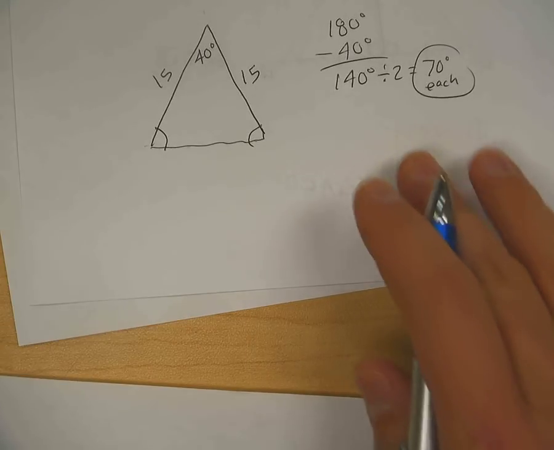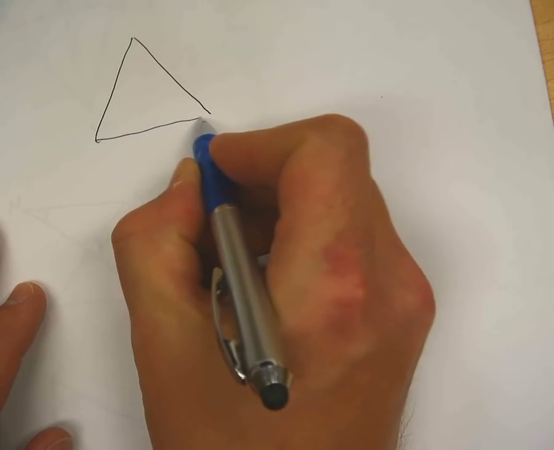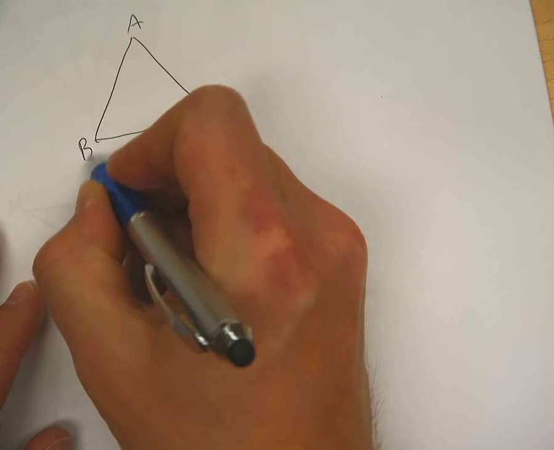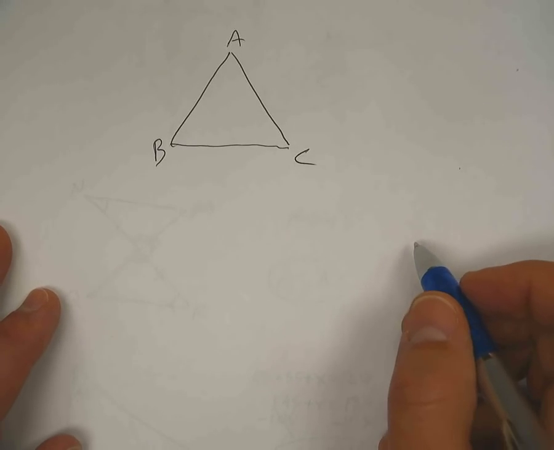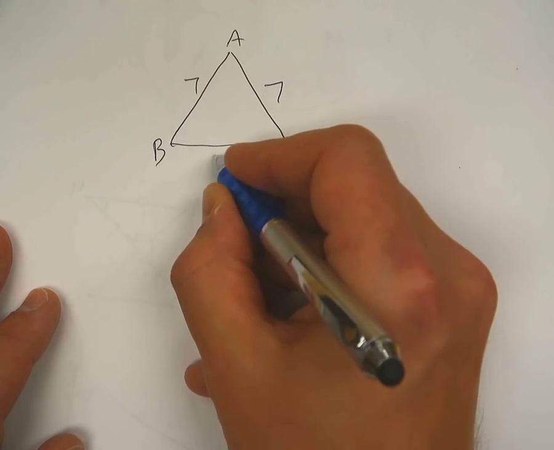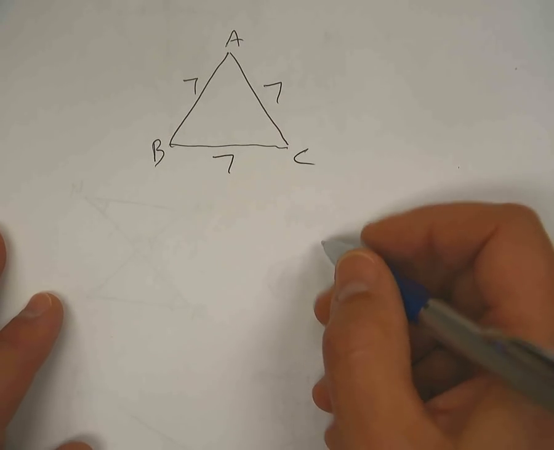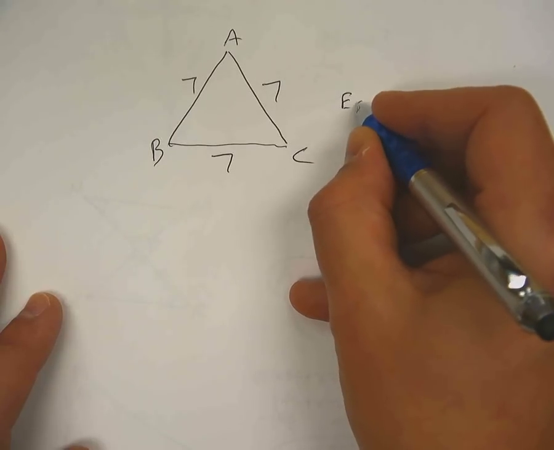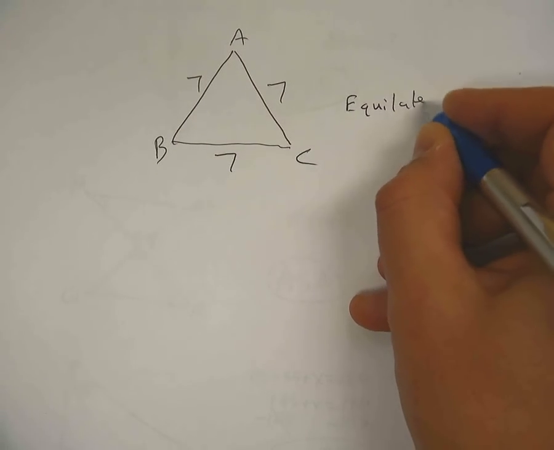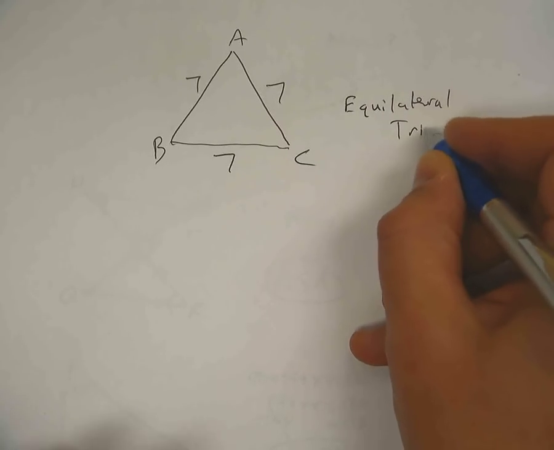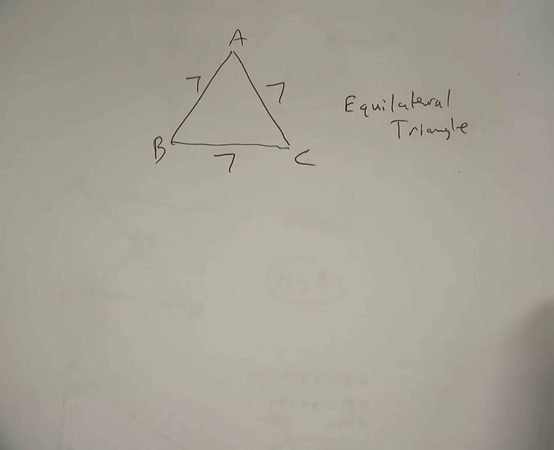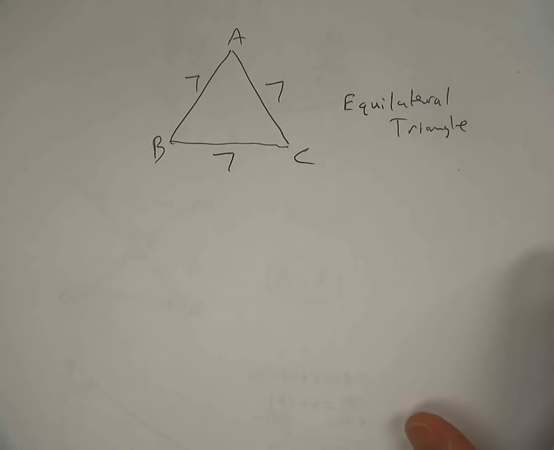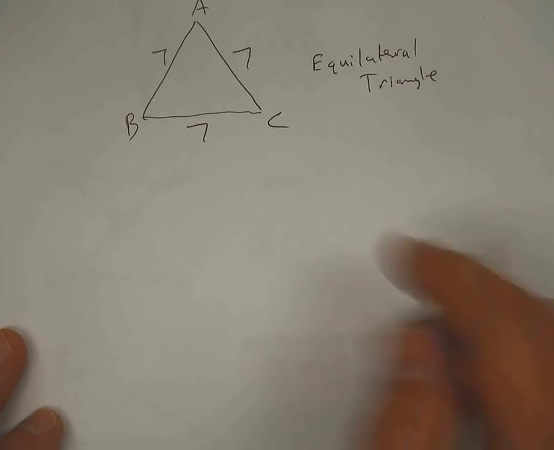Okay, let's go on to another triangle problem here. We have triangle ABC, and let's say this triangle has side lengths that are all 7. And we want to identify this triangle. Well, all the sides are congruent is called an equilateral triangle. Equilateral triangle. Yep.